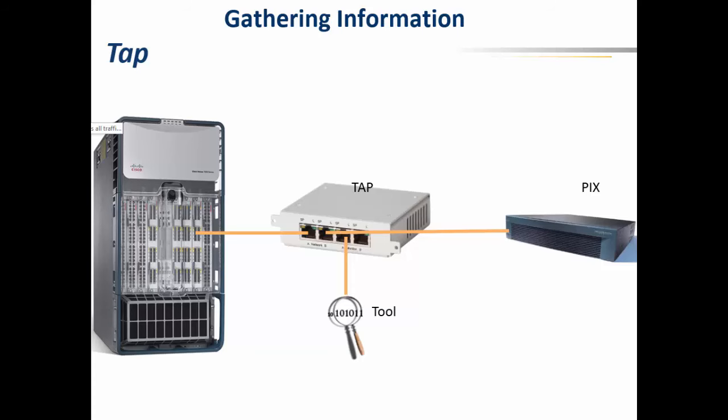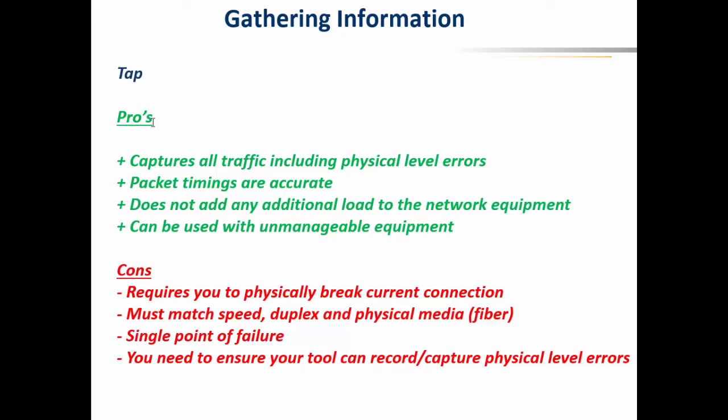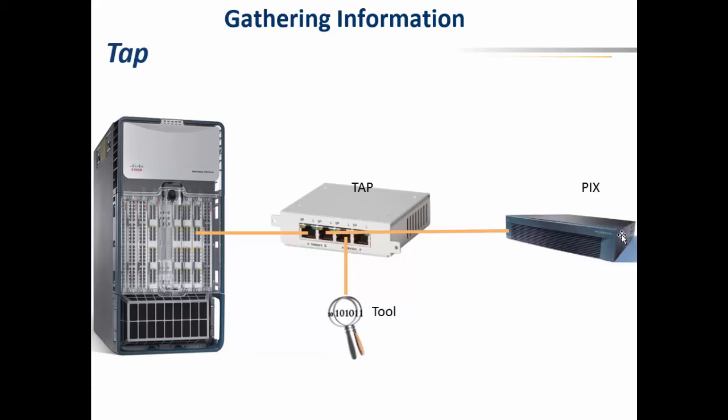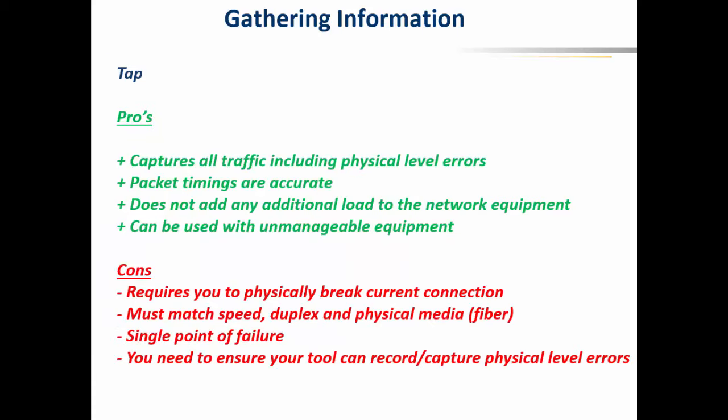We're not going to talk about various types of taps. That's not what this is about. So let's go to the next slide. The pros. We can capture all the data, including physical level errors, which is incredibly important if that's part of your problem. The packet timings are as accurate as you're going to get because we're getting them at the physical level. It doesn't add any additional load to the network equipment because these guys don't have to do anything different than they normally do.